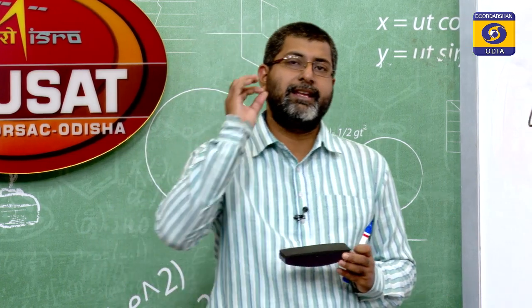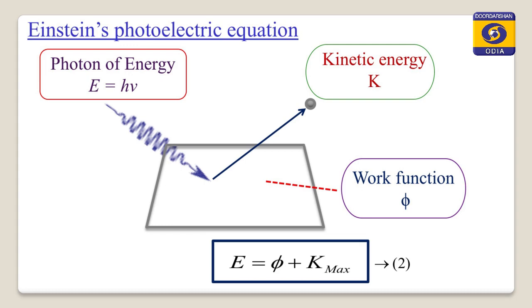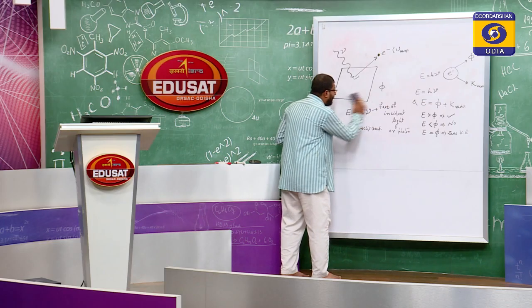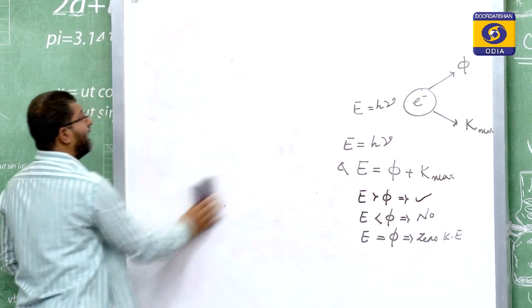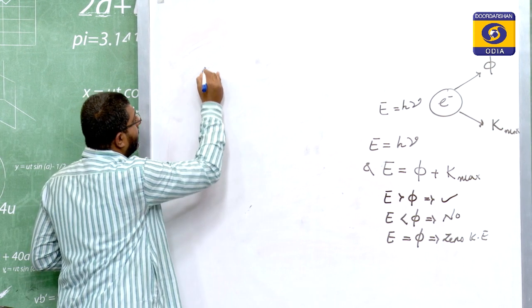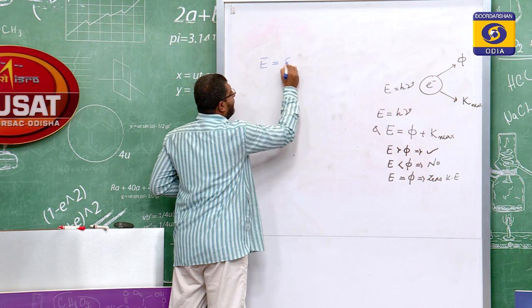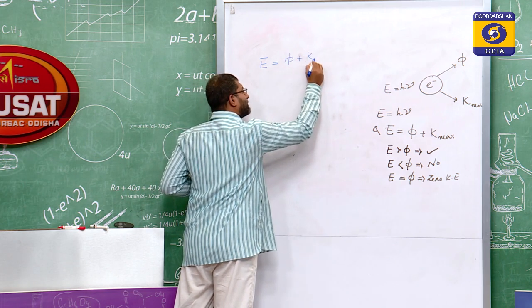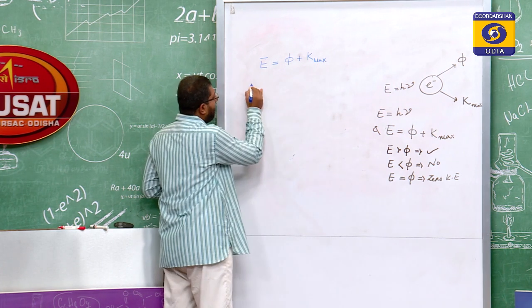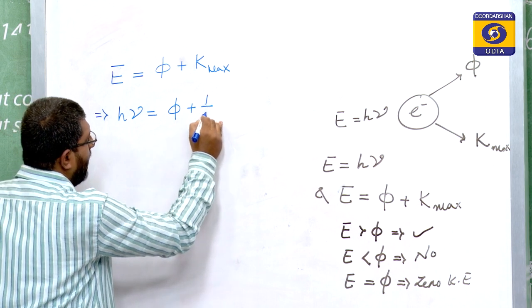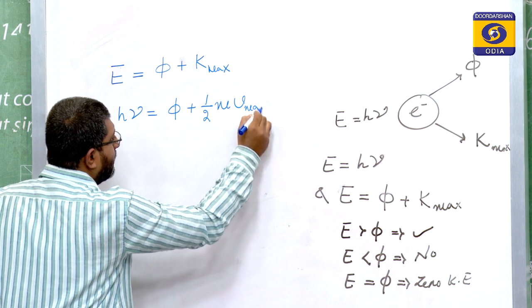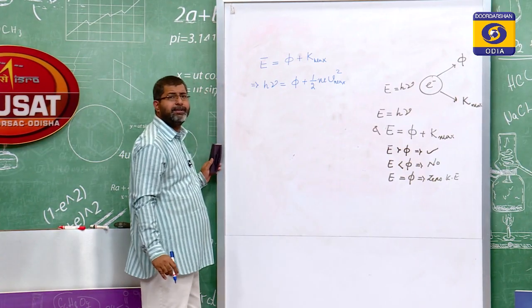So far we have discussed that the energy supplied by the photon to the electron in the metal is utilized in two ways. A part is used to provide it work function, and the other part provides it the necessary kinetic energy. Now, let us find out what will be the kinetic energy of this liberated electron. Now, we know that E equal to phi plus some K max. That implies we can write h nu equal to phi plus half m v max square, where the symbols have their usual meanings.